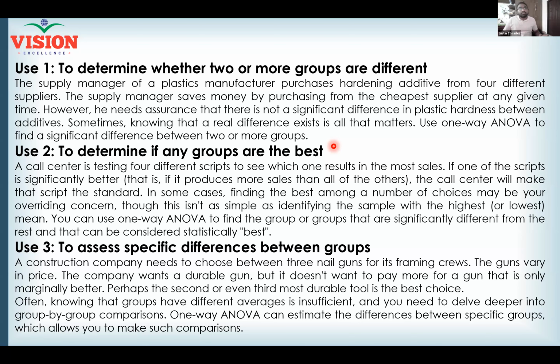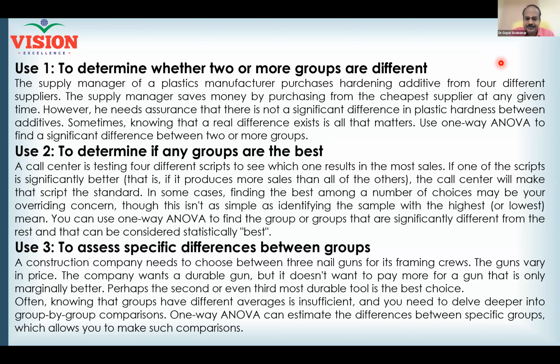So in this case, the choice is between suppliers, isn't it? He said there are four suppliers. So what is the output? Output is probably the hardness of the material. The input, the factor we are studying, is four different suppliers: supplier one, supplier two, supplier three, supplier four. So this is a kind of one-way Anova.